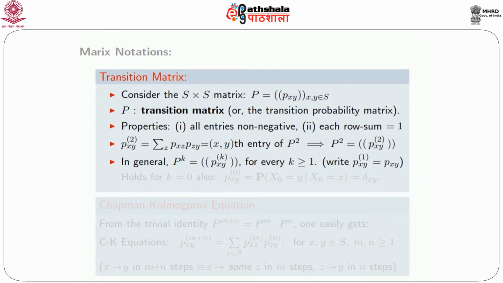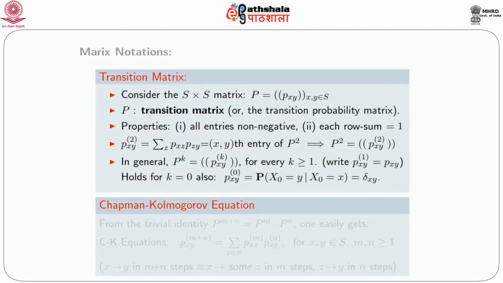For k equal to 1, Pxy1, the one-step transition probability, is nothing but Pxy. Just to complete the picture, we can write it for k equal to 0 also, where Pxy0 is the zero-step transition probability, which is of course delta xy, which as you all know is 1 or 0 according as x equals y or x not equal to y. And of course P to the 0 is the identity matrix. So everything matches up.